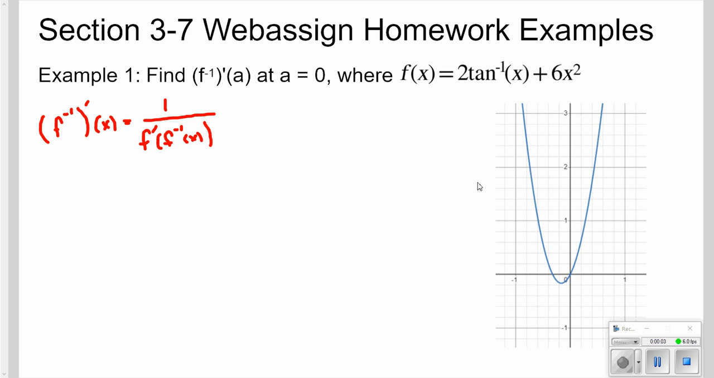Well, let's try another example along these lines. We're still in section 3.7 talking about the web-assigned homework. And our second example, I know it says example 1, that should say example 2. I'll make the correction.